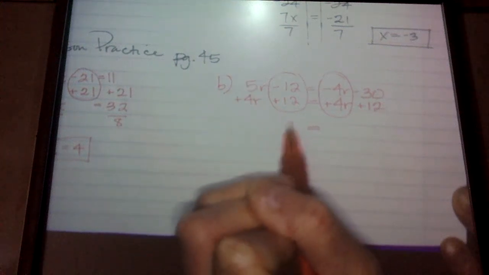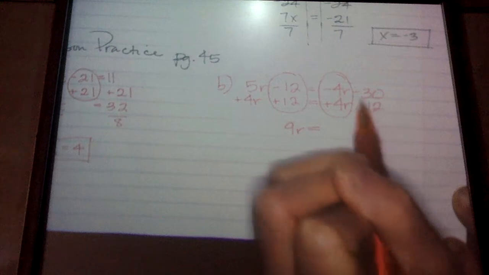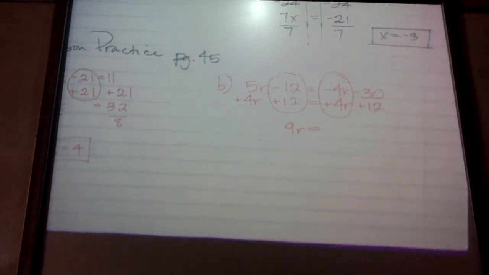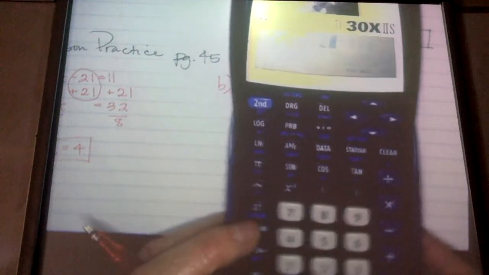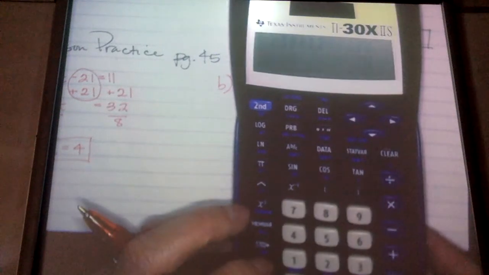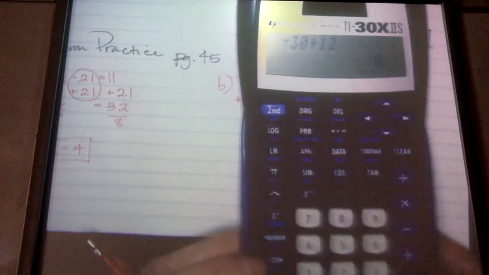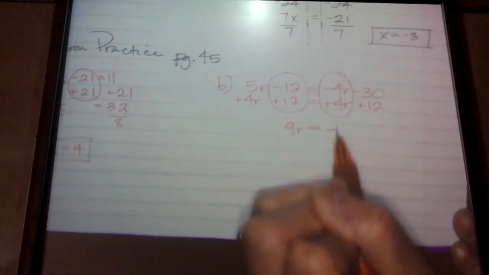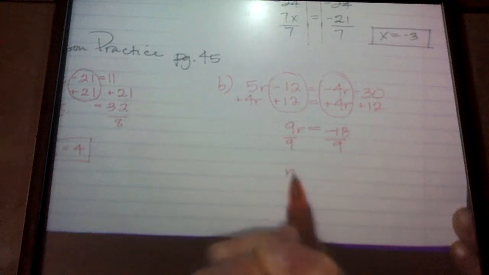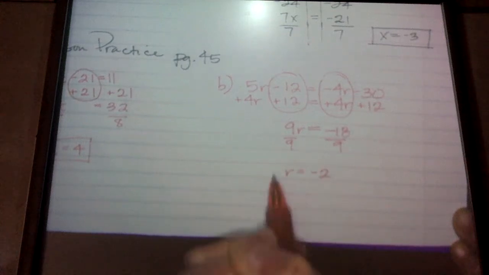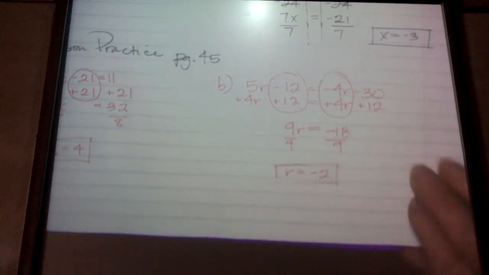5r plus 4r is 9r. Negative 30 plus 12, you would enter exactly like that. Negative 30 plus 12. Sorry that there's a glare. And I get negative 18. Divide by 9. And r equals a negative 2. Okay? Next one.